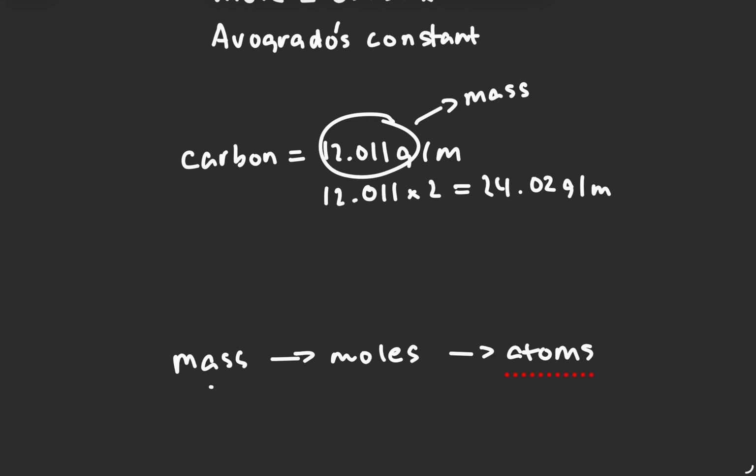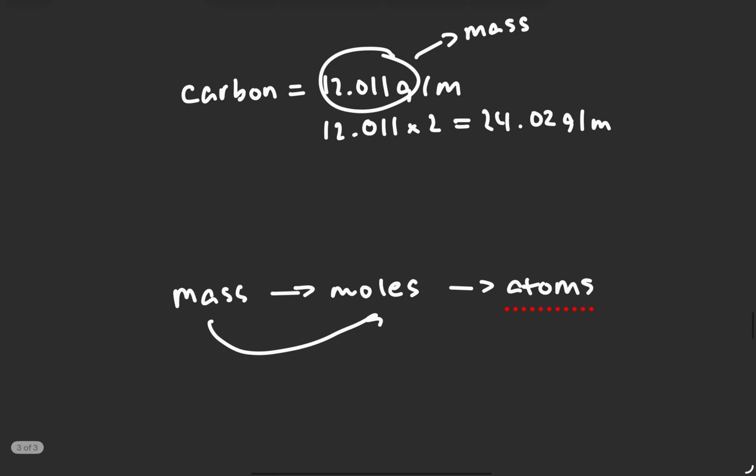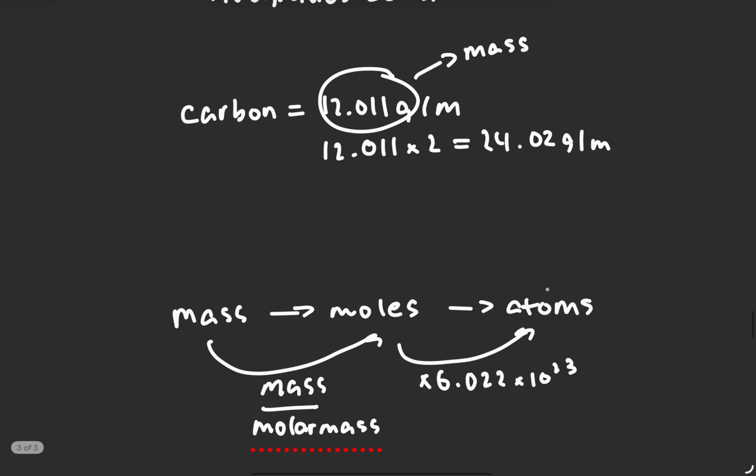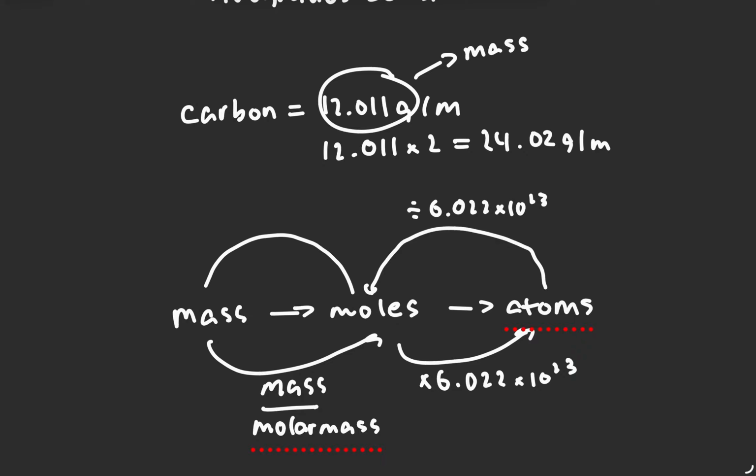To convert from mass into moles, we divide mass by the molar mass, which we talked about above. And to go from moles into atoms, we times by Avogadro's constant, which is 6.022 times 10 to the 23rd, or we times by a mole. Now, likewise, we go from atoms into moles. You should be able to do this. We just divide by the same number, 6.022 times 10 to the 23rd. It's very essential that you memorize this number as it is used in lots of chemistry. And to go from moles back into mass, we just multiply by the molar mass.